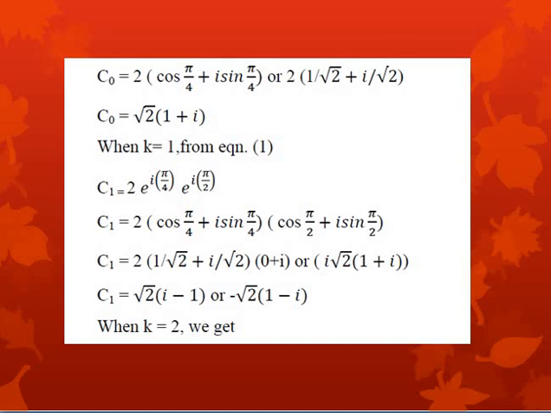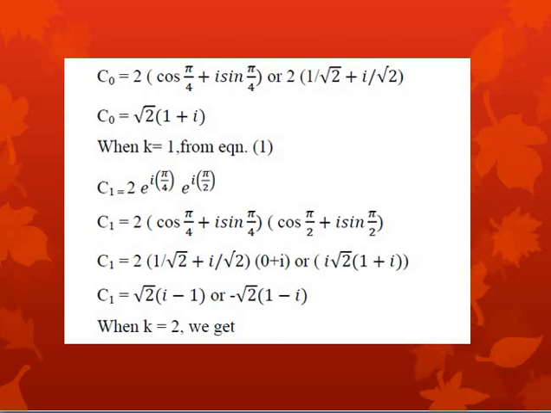Put k equal to 1. From equation 1 we get c1 equal to 2 e power i pi by 4 into e power i pi by 2. Here k is equal to 1. Therefore we have the second part as e power i pi by 2, which is nothing but 2 into cos pi by 4 plus i sin pi by 4, and the second term is written as cos pi by 2 plus i sin pi by 2. Cos 45 is 1 by root 2, similarly sin 45 is also 1 by root 2, and cos 90 is 0, sin 90 is 1. Therefore, finally we get i into root 2 into 1 plus i, or minus root 2 into 1 minus i.